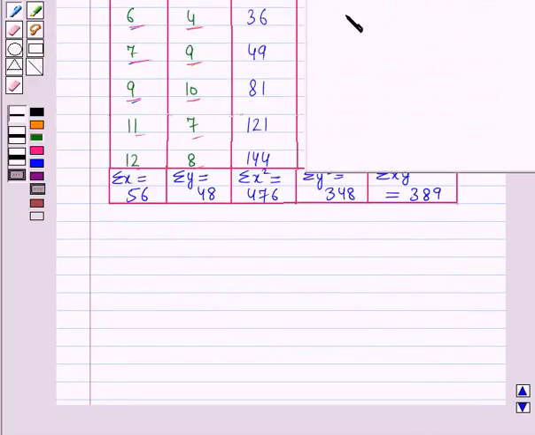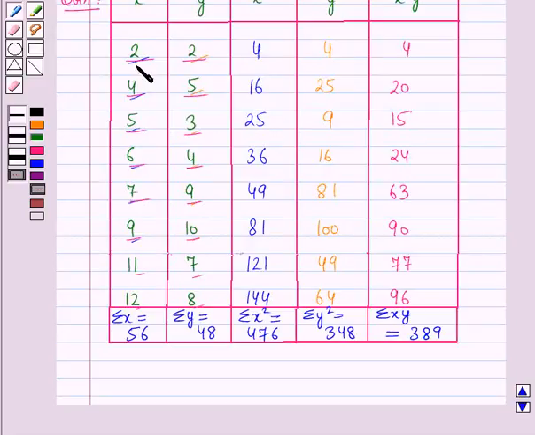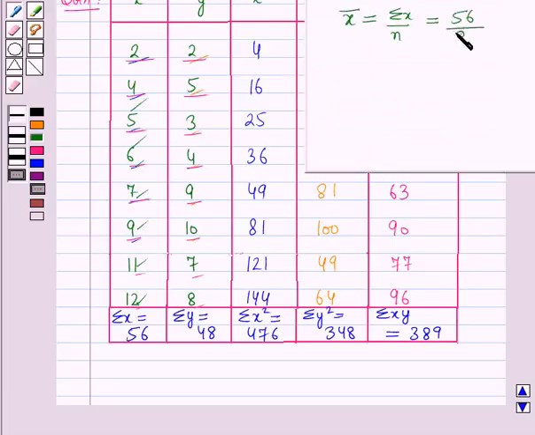Now, the mean value of x is x bar, which is equal to summation x over number of observations. Here summation x is 56 and number of observations are 1, 2, 3, 4, 5, 6, 7 and 8. So it will be 56 by 8, which is equal to 7. And the mean value of y is y bar, which is equal to summation y by n. Now summation y is 48 and n is 8, so this will be equal to 6.